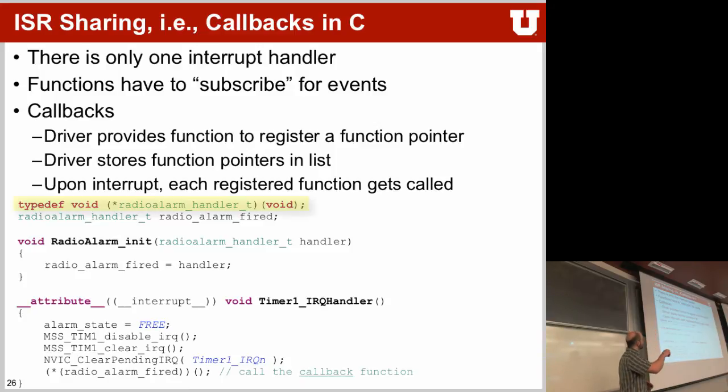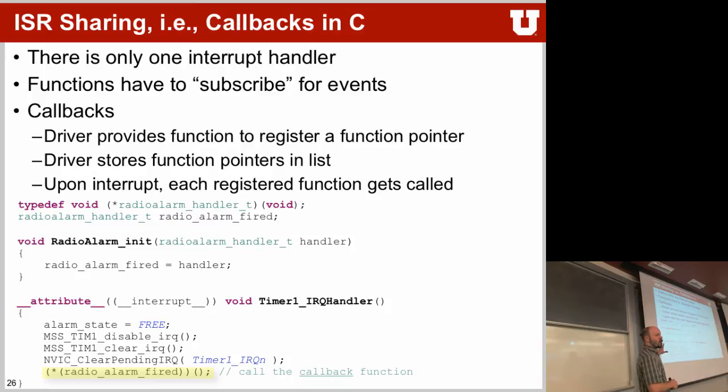So in this particular case, we defined a function pointer handler. It's called radio alarm handler T. And during the initialization of this particular peripheral, so a radio, we register this handler. What it will do is it will say the radio alarm fired is equal to this handler. So this variable here will now point to the handler I gave into the init function. This can be a function pointer. And then when the interrupt happens, what you can do is at the very end, this is the way of calling a function pointer.